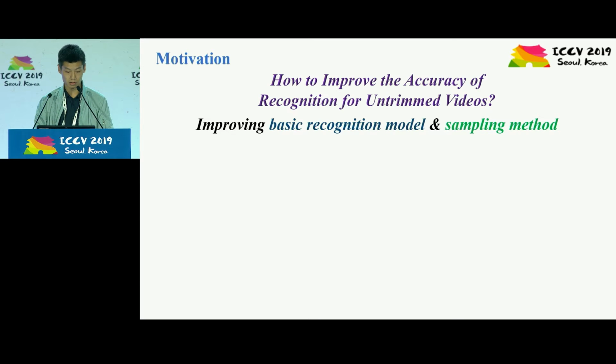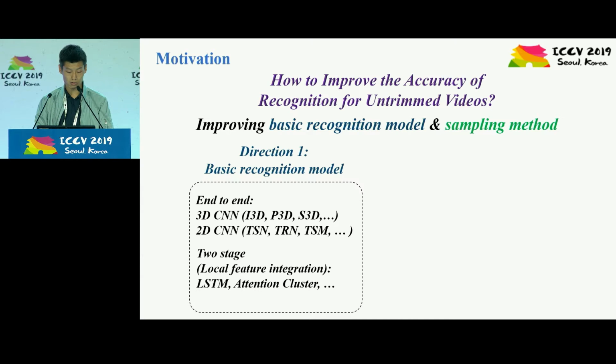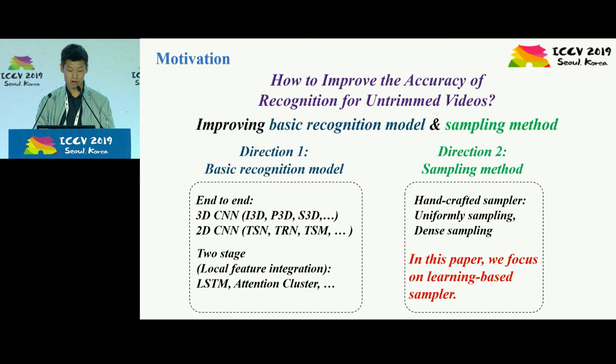In my opinion, it's intuitive to think about these questions from two dimensions: basic recognition model and the sampling method. For the basic recognition model, great progress has been made. I personally divide it into two aspects, the end-to-end method and the two-stage method. The current state-of-the-art models are variants of 3D CNN, which may be hard to reproduce or improve with limited computing resources in a short time. So I try to focus on the sampling method, which has received limited attention relative to the basic model.